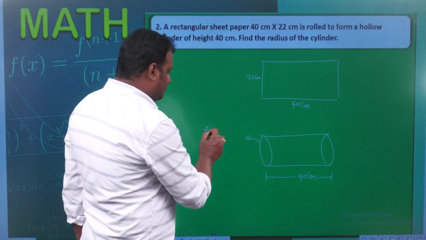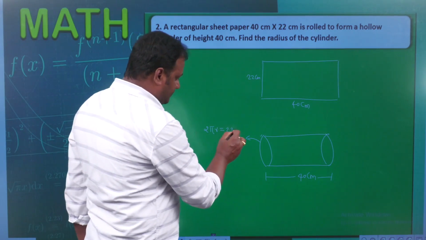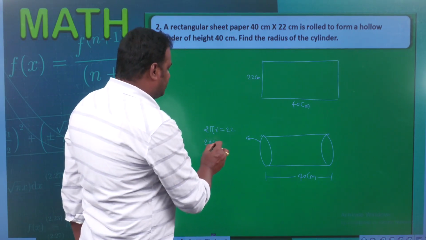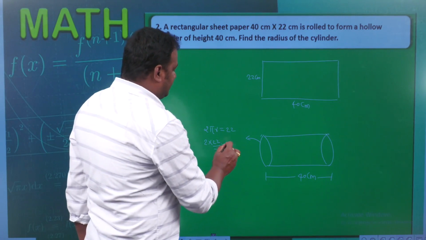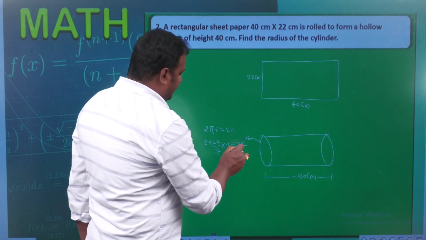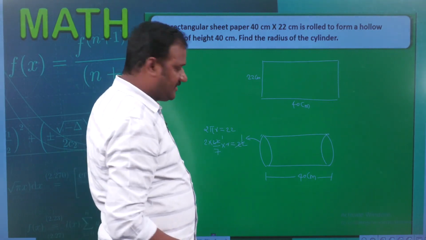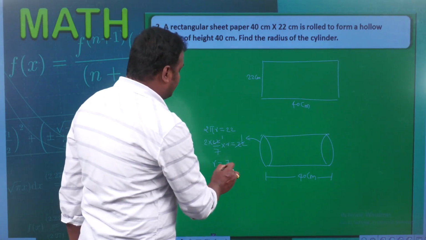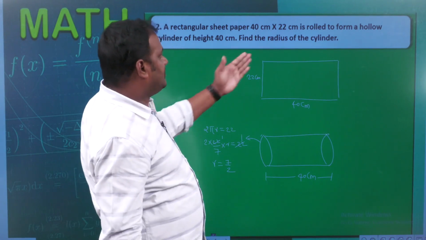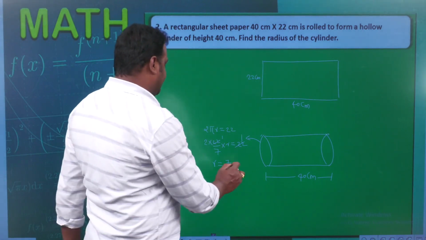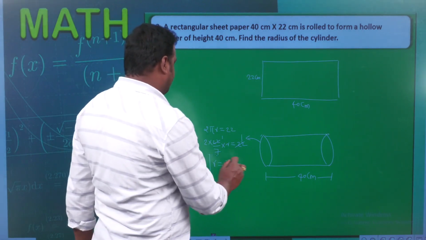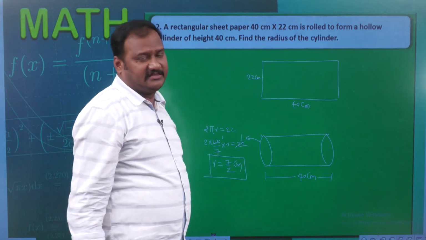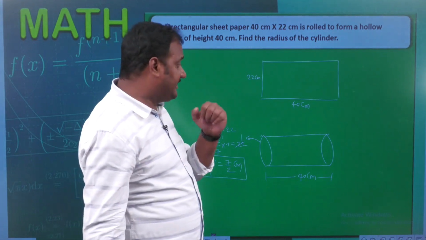It means 2 pi r is equal to 22. 2 into pi, which is 22 by 7, times r is equal to 22. 22 ones, 22 ones. Then this is 2 by 7 into r is equal to 1. Then r is equal to 7 by 2. What do you want? Find the radius of the cylinder. So the radius of the cylinder is equal to 7 by 2 centimeters, otherwise 3.5 centimeters. So please be very careful.